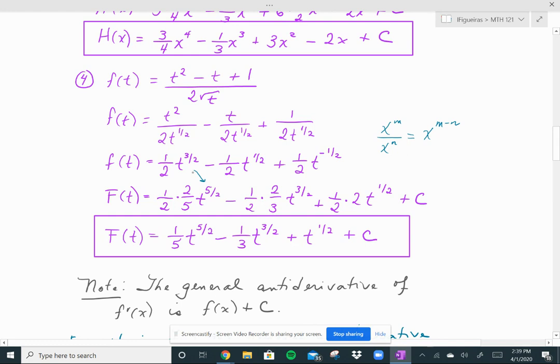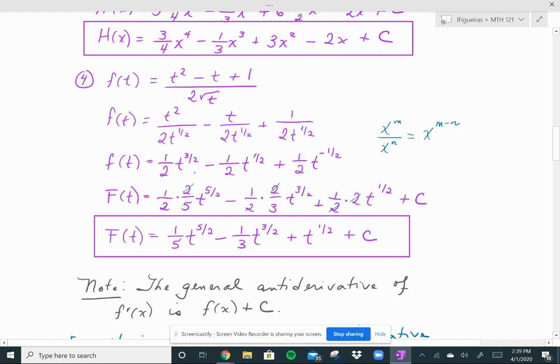From the second to last line to the last line, you're just simplifying the fractions. The 1/2 and the 2/5, the 2's cancel, so you have 1/5 t to the 5/2. Again, in the next one, the 2's will cancel, so you get minus 1/3 t to the 3/2. And then here the 1/2 and the 2 cancel, so you get t to the 1/2 plus c.